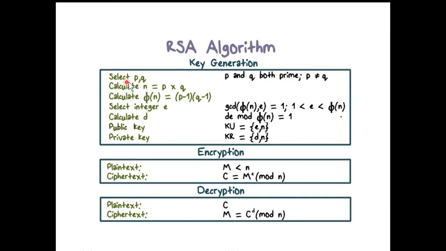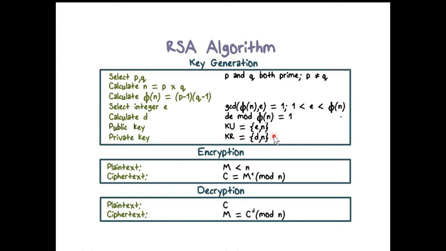What we are doing is selecting two different prime numbers P and Q, and calculating n, which is the product of these two prime numbers. Next step, calculate phi(n), which will be (p minus 1) into (q minus 1), because both are prime. Next, you have to select an integer e between 1 and phi(n), such that phi(n) and e are relatively prime. After that, you calculate d such that de is congruent to 1 mod phi(n). That means d is the inverse of e under mod phi(n).